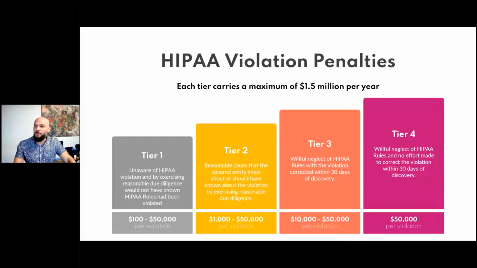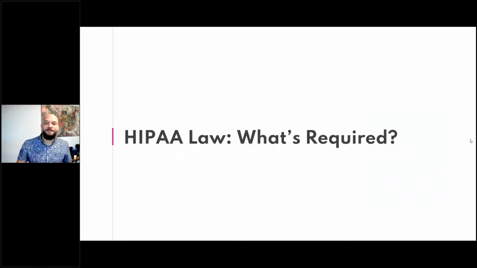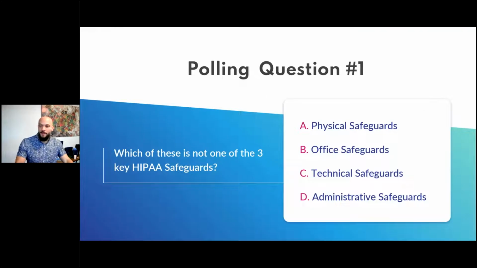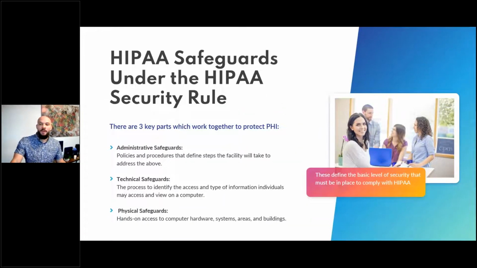So let's talk a little bit about HIPAA law, what's required, and get into some of the basics. Just some of the basics. So what's required? Well, there are 3 parts to the actual law itself: the administrative safeguards, the technical safeguards, and the physical safeguards. Administrative is just like you'd expect: policies and procedures, some rules. Technical safeguards are where you're getting your IT involved, all that techie stuff. And physical safeguards are physical, right? Locks on doors, things that just make common sense.